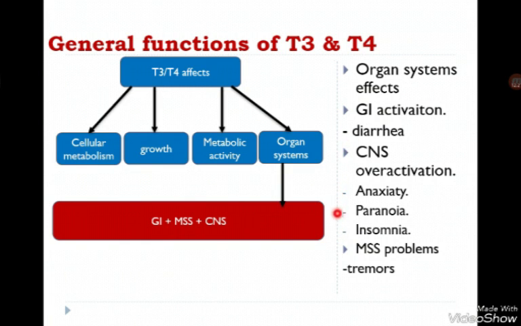Another effect of the thyroid hormone is causing musculoskeletal problems like tremors, similar to Parkinson's disease, because of overactivation of the synapses that are responsible for production of action potentials in motor neurons. So simply, these neurons are more sensitive to stimulation, and therefore the movement will be somehow like tremors. Okay.